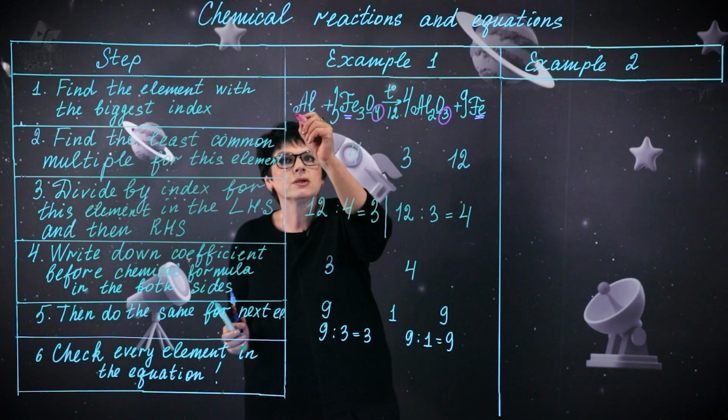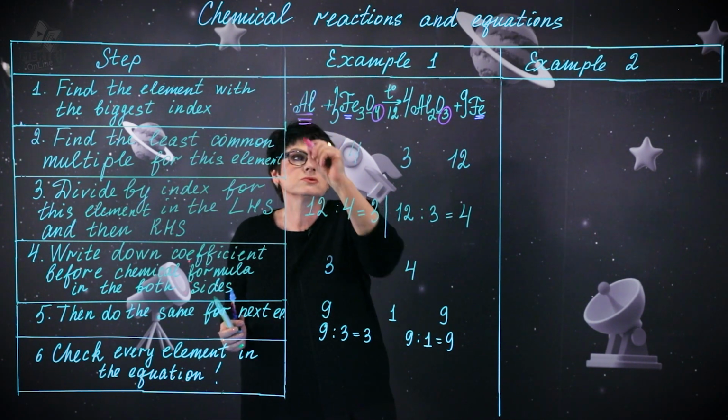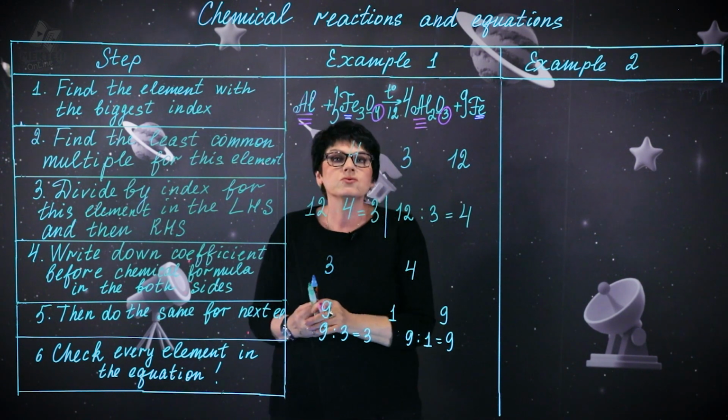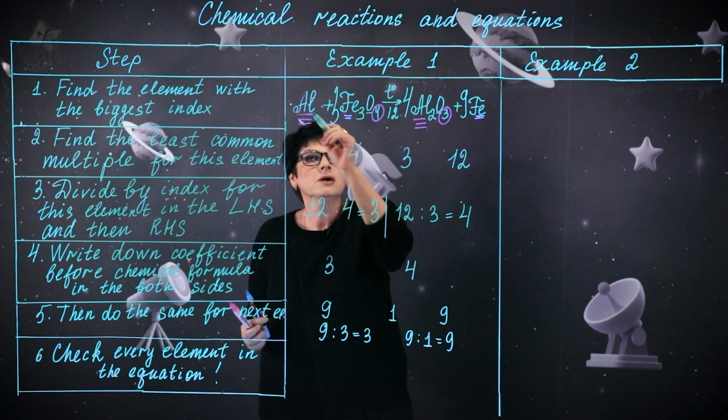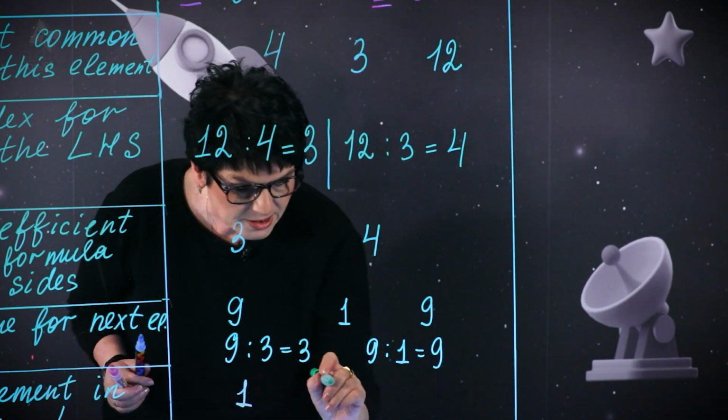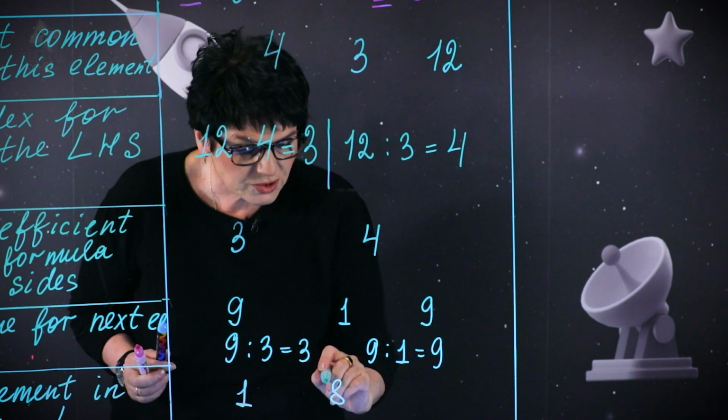This element is aluminum. Let's display it now in red right at this location. And once again, we're considering how much aluminum we have. On the left side, there's 1 aluminum, and on the right side, there's 8. So on the left side is 1, and on the right side is 8.